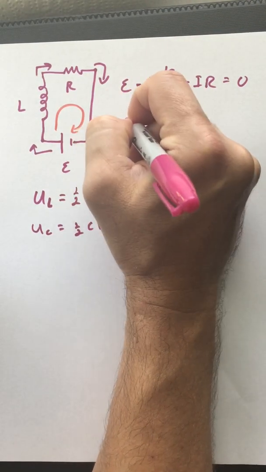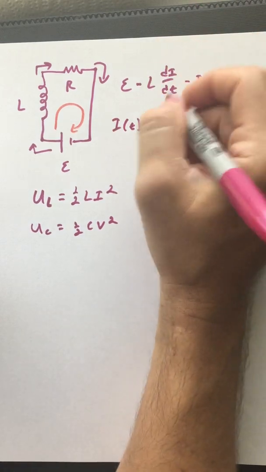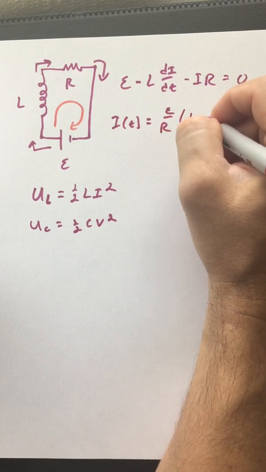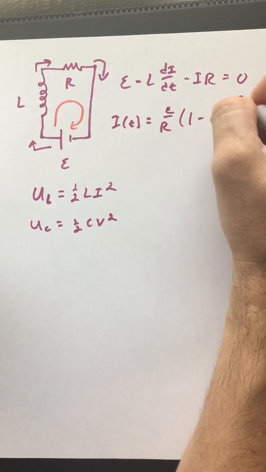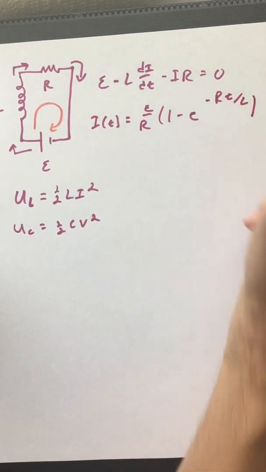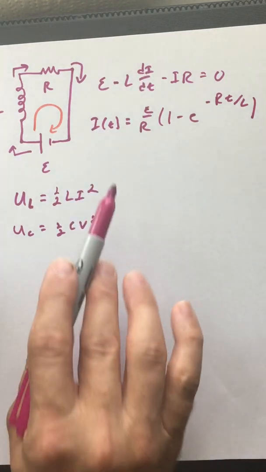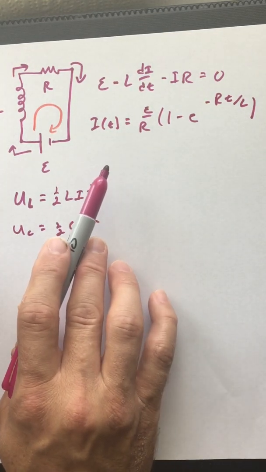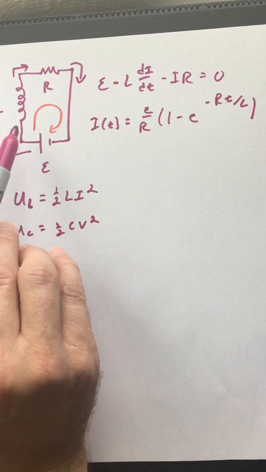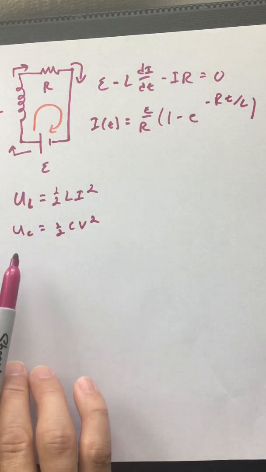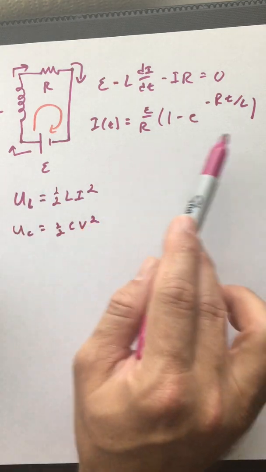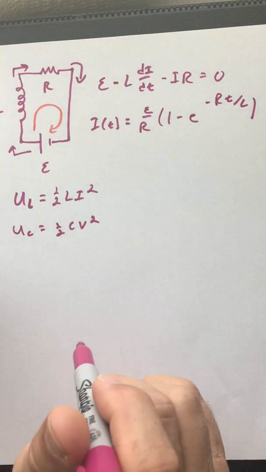But what I get out of this is that the current as a function of time is equal to the EMF divided by the resistance, as it has to be, times 1 minus e to the negative Rt over L. And that is the solution to this equation. I wouldn't call it a charging inductor, but it's the equation that describes the current as the inductor is coming up to full field. There's an EMF that opposes the change, which is why I get this exponential nature in the first place.